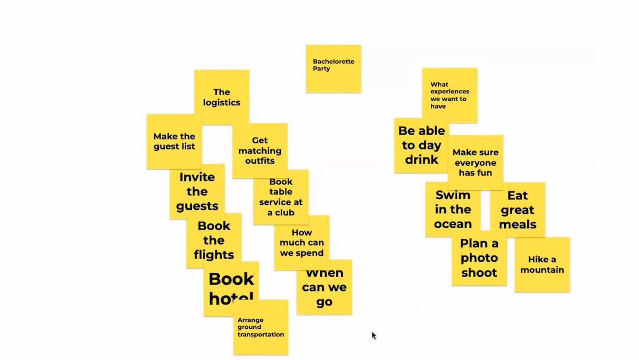Now you're looking at what happens when you organize the idea into just one big idea with 2 or 3 nested ideas underneath it. So for planning this party, it comes down to really just 2 things: the logistics and the experiences that we want to have. The logistics include all the things you're looking at right here.